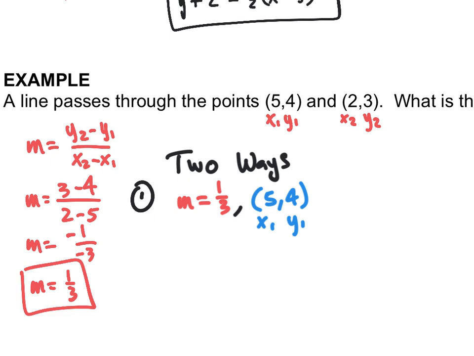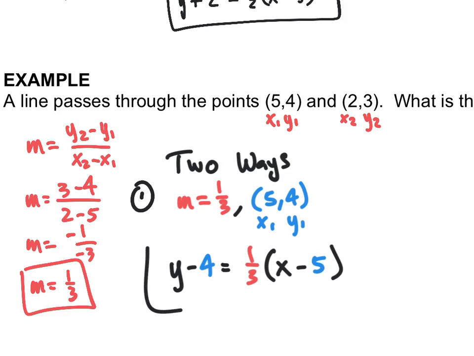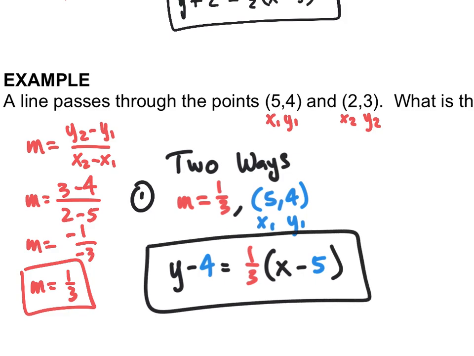So to write our equation in point slope form, I'm going to do y minus 4 is equal to 1/3 times x minus 5. And friends, this is it. That's your equation in point slope form.